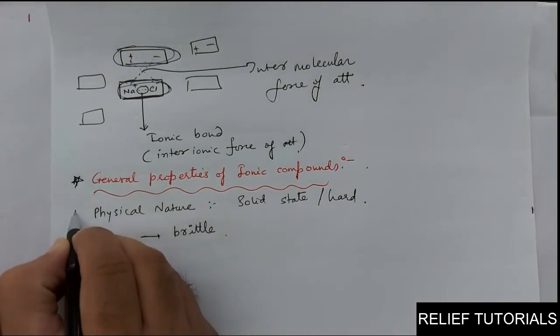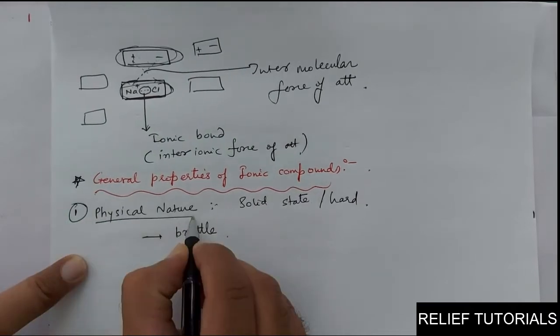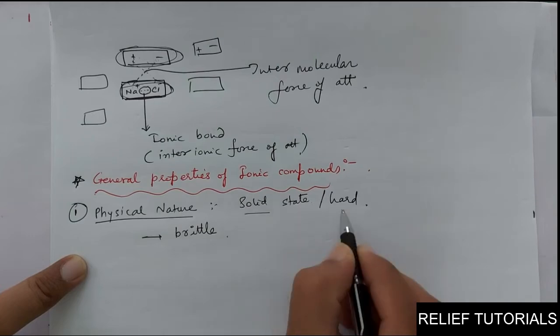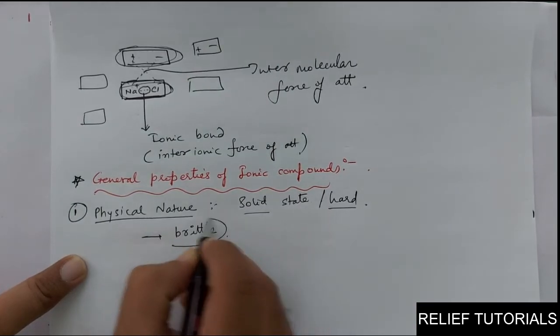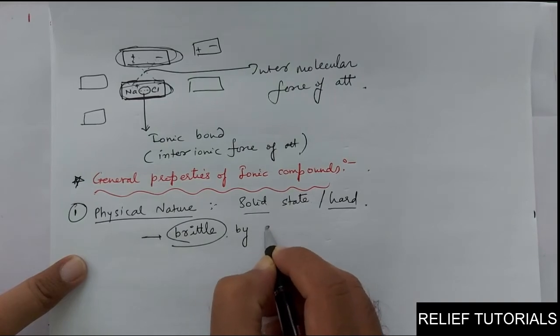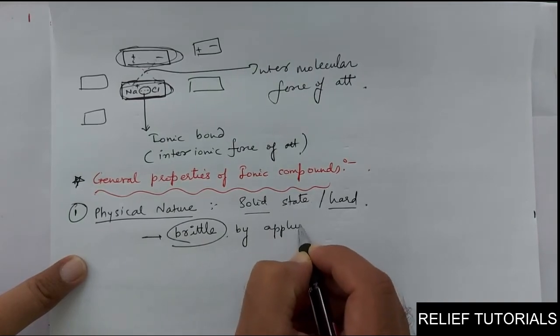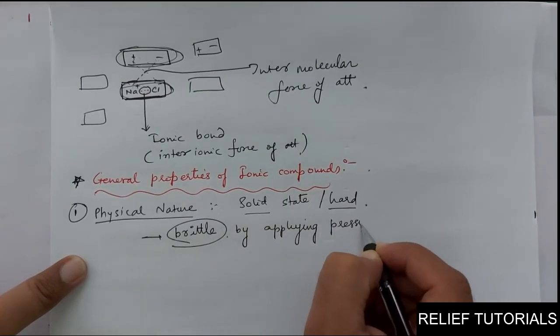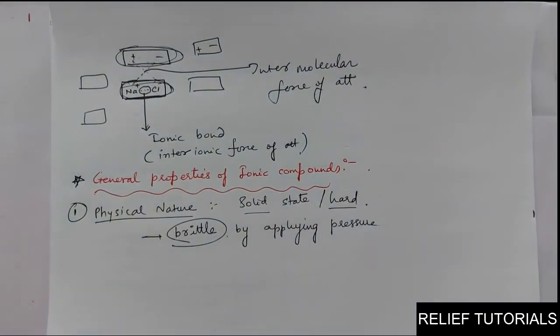So what is the first property of ionic compounds? Physical nature. Most of the ionic compounds are solid in state. They are somewhat hard and they are brittle, because by applying pressure on the solids, they will be broken into pieces on application of pressure or force.